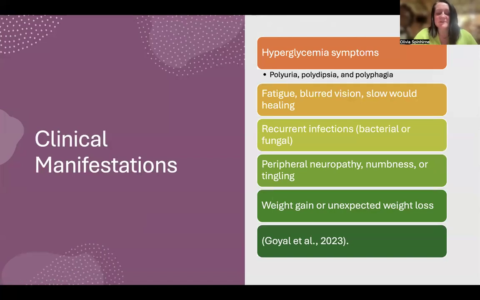Many patients are asymptomatic in the early stages of the disease. Once blood sugar rises significantly, they may experience polyuria, polydipsia, polyphagia, fatigue, and blurred vision. Recurrent yeast infections or slow wound healing are also common cues. Numbness or tingling in the arms and legs can indicate neuropathy. Some patients lose weight while others gain weight due to insulin resistance and metabolic changes.